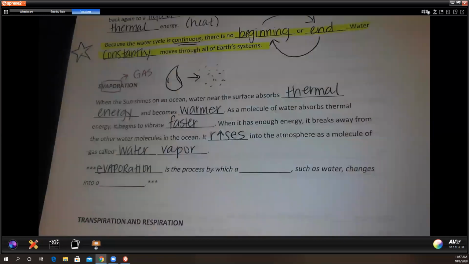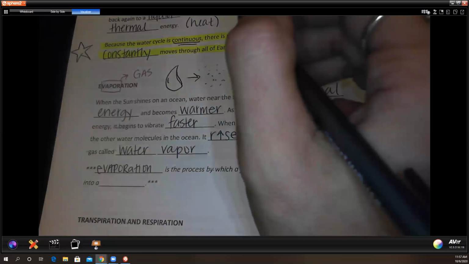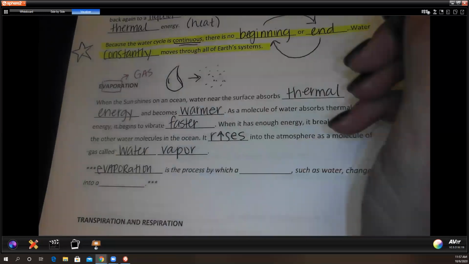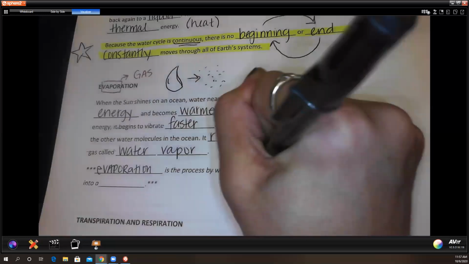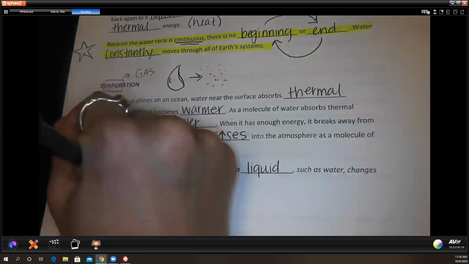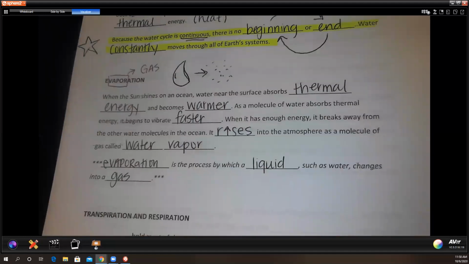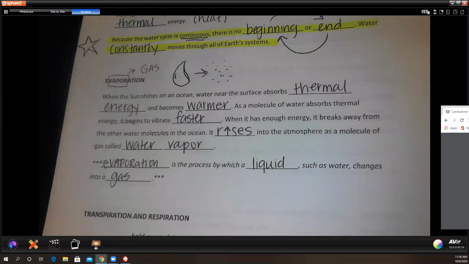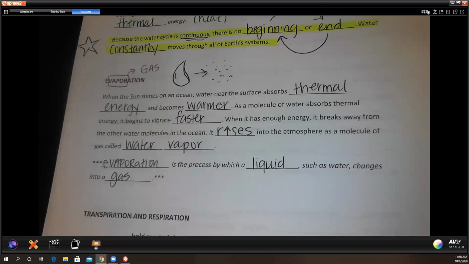Evaporation is the process by which a liquid, such as water, turns into a gas. Well, a molecule in its liquid form, because it's talking about what state of matter that molecule is in. That's okay. I'm not going anywhere. I am going to highlight something though.